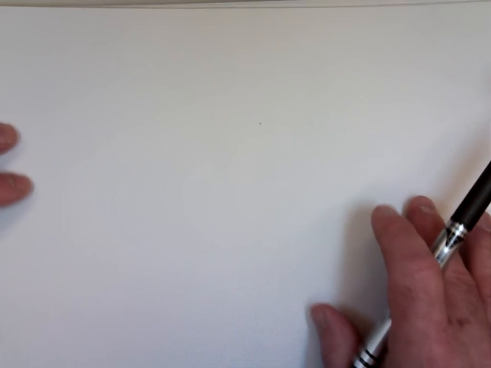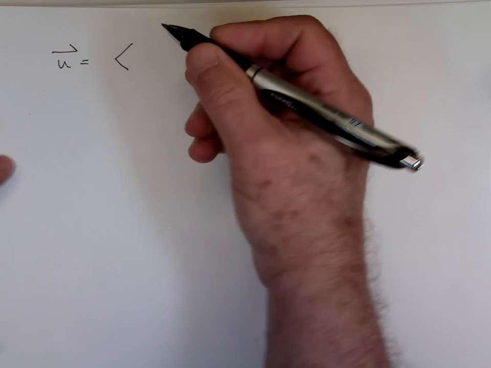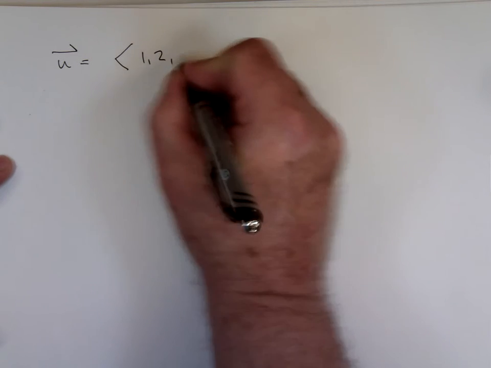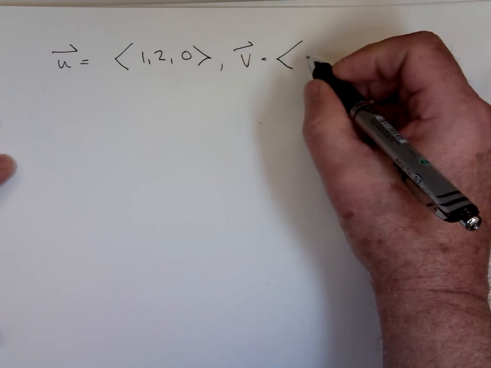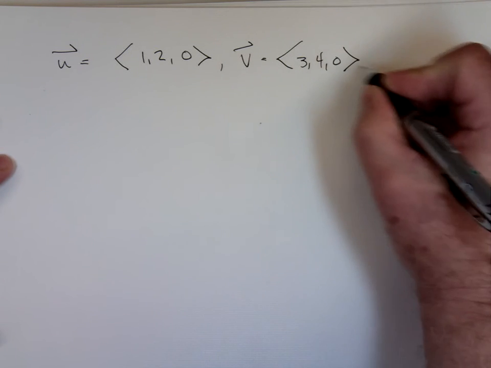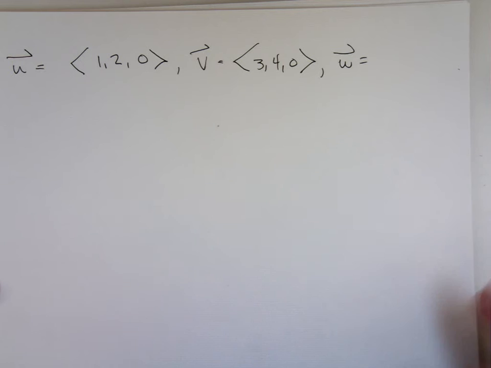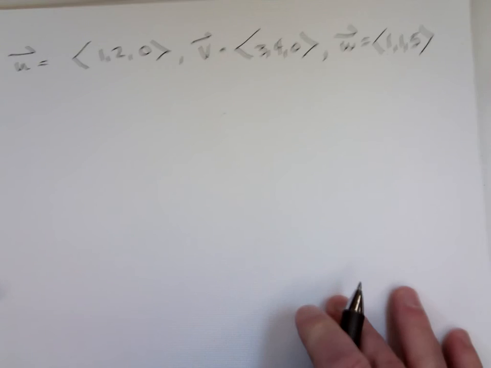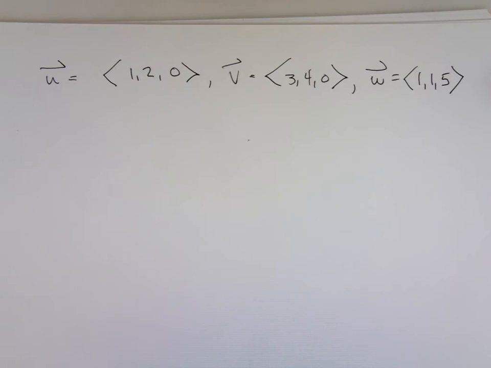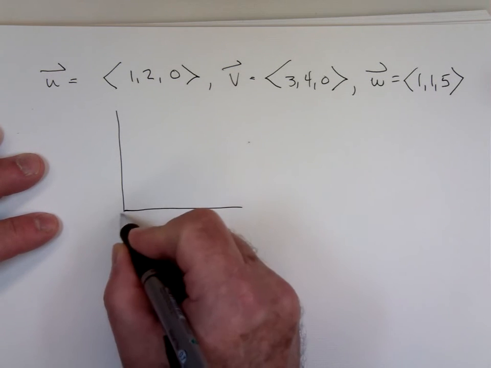Let's find the volume of the parallelepiped determined by these vectors. U, let's say, is 1, 2, 0. Let's say V is 3, 4, 0. And let's say W is equal to 1, 1, 5. Okay? Go ahead. You guys do it. I want the volume of the parallelepiped.